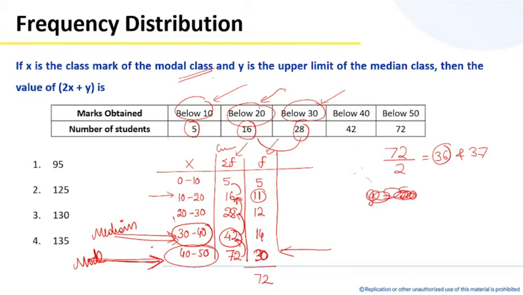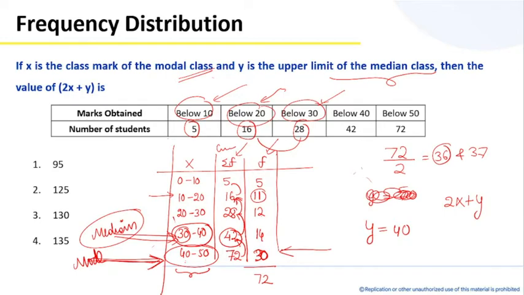Now y is the upper limit of the median class. So what is the y value? The lower limit is 30 and the upper limit is 40. Because we are really interested in the value of 2x plus y. Now what is the value of x? X is the class mark of the modal class. If you look at 40 and 50, whenever there is a class interval, the class mark will always be the average of the limits.